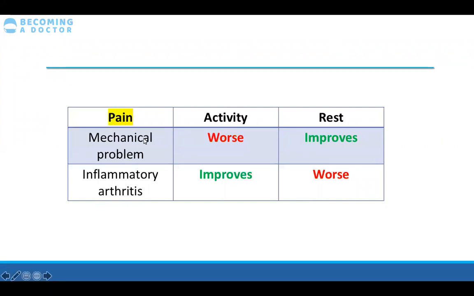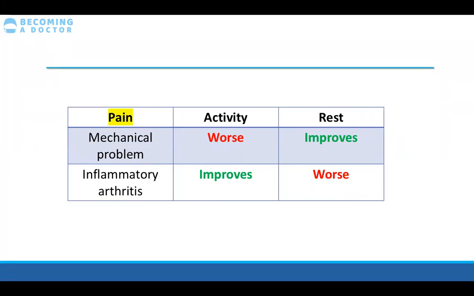It's pain. So if you have a mechanical problem such as osteoarthritis, your pain is worse with activity but improves with rest. But if you have an inflammatory arthritis, such as rheumatoid, your pain will improve with activity and get worse with rest. So patients will often say, I have really bad pain and stiffness in the morning, but then throughout the day, it just keeps improving as I do activities. So at that point, your mind is thinking something inflammatory is going on, possibly an inflammatory arthritis.